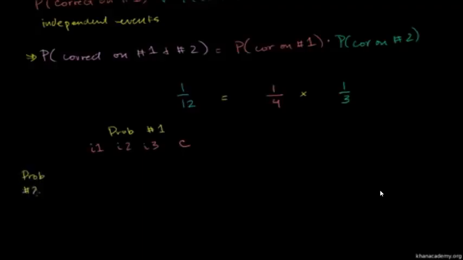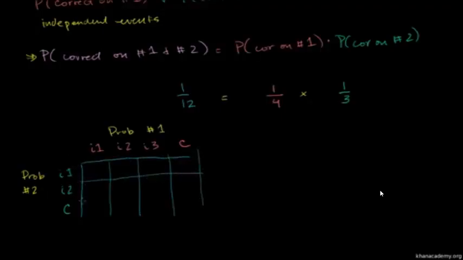Now, problem number 2. Problem number 2 has 3 choices, only one of which is correct. So problem number 2 has incorrect choice 1, incorrect choice 2, and then let's say the third choice is correct. It's not necessarily in that order, but we know it has 2 incorrect and 1 correct choice. Now, what are all of the different possible outcomes? We can draw a grid here. All of these possible outcomes.